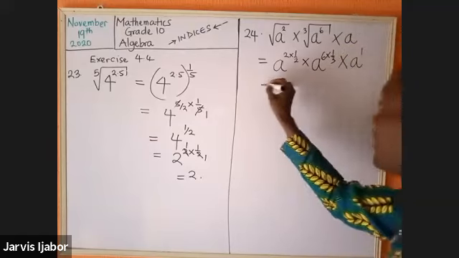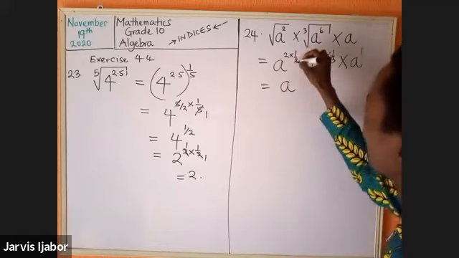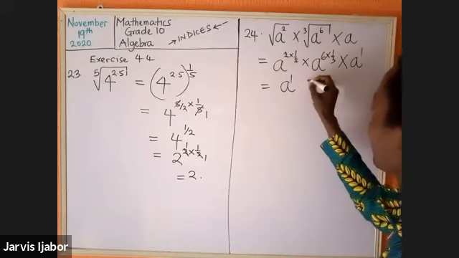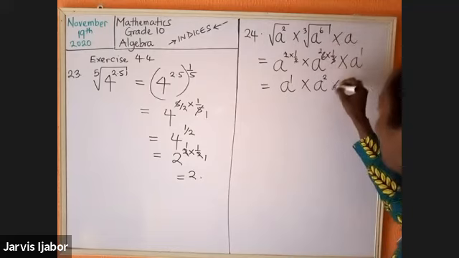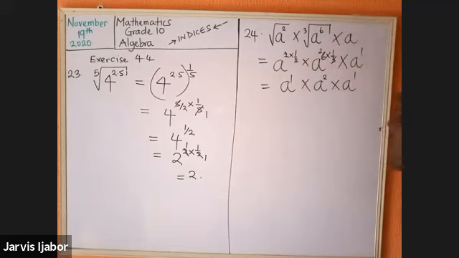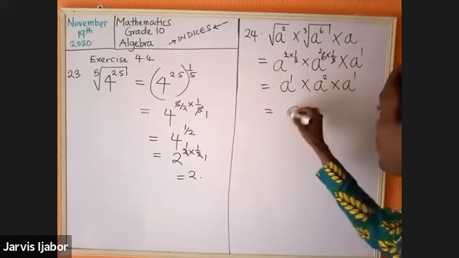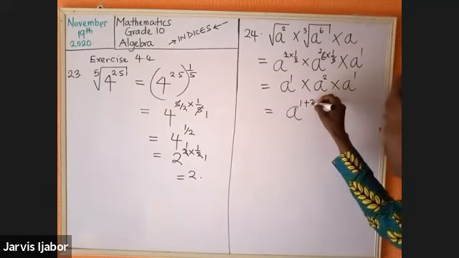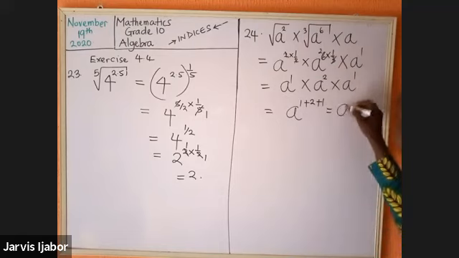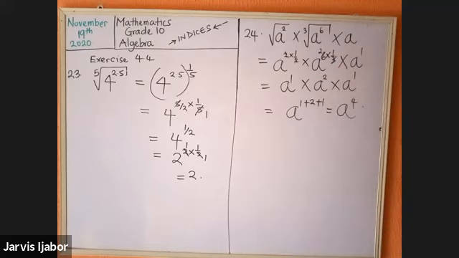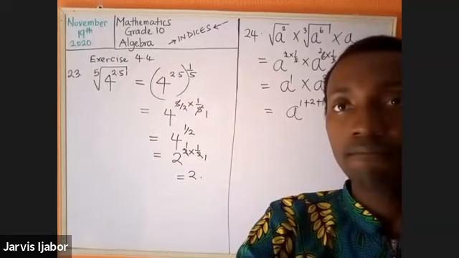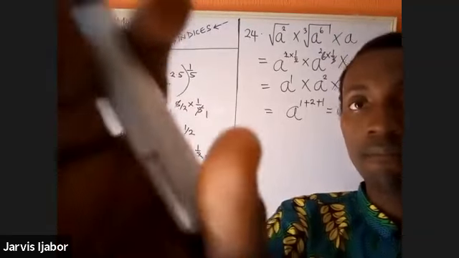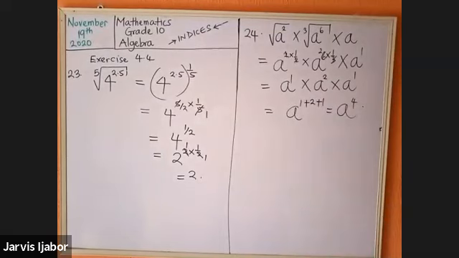Remember I said that a alone is a to the power of 1. So with that said, this will give you a to the power of 1 times a to the power of 2 times a to the power of 1. Which invariably will give you a to the power of 1 plus 2 plus 1. And that will be a to the power of what? 4. Are we together? So that's for question 24.